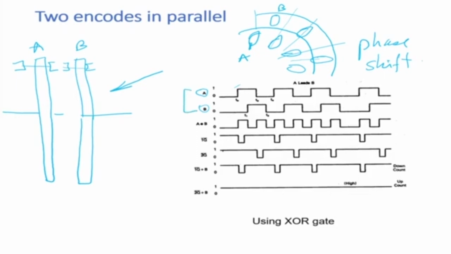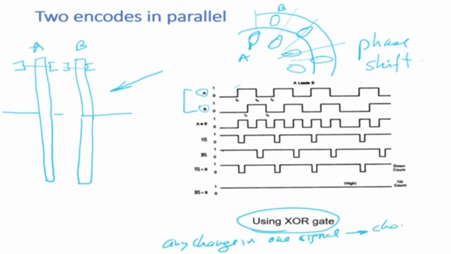Now what is done here is we use an XOR gate. What is an XOR gate? If there is any change on one signal, then there will be a corresponding change on the output. Any change in one signal will cause a change in output. What it means is that we have signal A, signal B, both are 0, 0. At this instant, signal A is changing. So what would happen? The output is here. There will be a corresponding change on signal A XOR B.